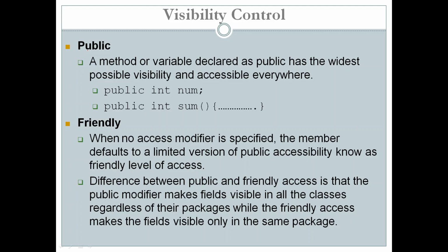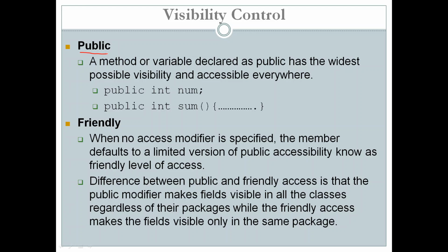Public modifier, as the name suggests, as it is public, means it is available to all, or you can say it is visible to all. So it has the widest possible visibility, means it is accessible everywhere. If you declare a member as public, that variable can be accessed within the class. It can be accessed by some other class. As you know, in Java we can have multiple classes in the program, so even that variable can be accessed in some other class in the same program.